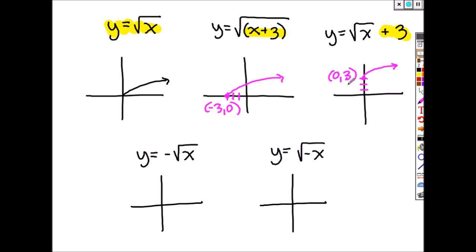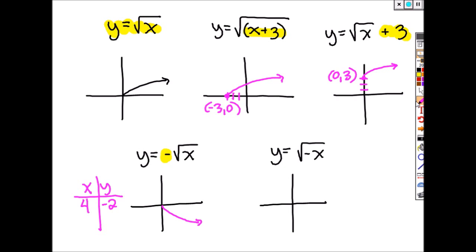We looked at if a negative was placed out in front, so it's not attached to that x term, it's not under the square root, but just placed out in front. Well, now if I plug in 4, I'm going to get out -2 instead of +2. So this graph would look like the parent function, but reflected over the x-axis.